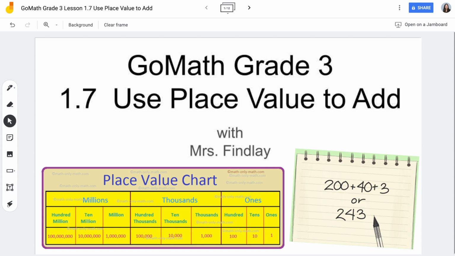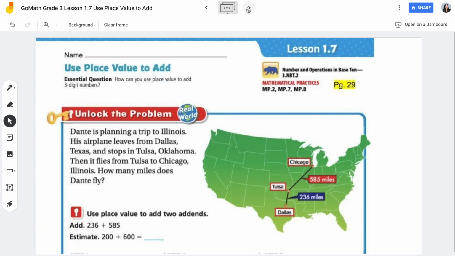Hello, third graders. Today we'll be working on lesson 1.7, use place value to add. This is on page 29. Our essential question: how can you use place value to add three-digit numbers? Let's unlock the problem. Here is our real-world example.